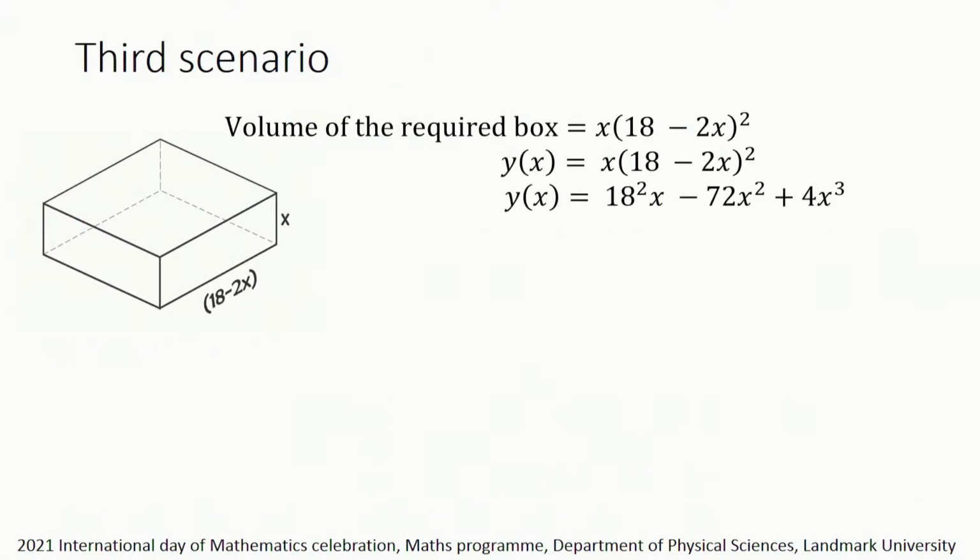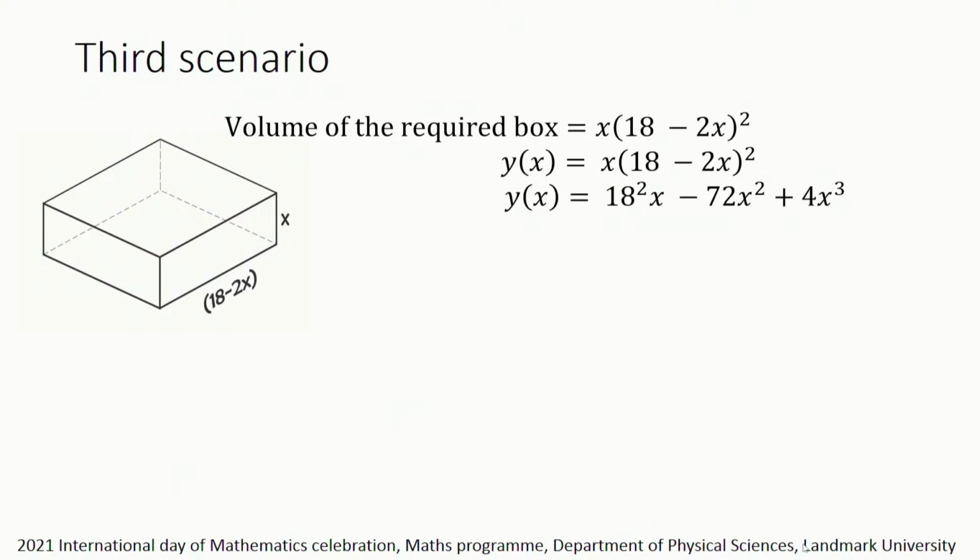I look at the third scenario. You see the same problem, the same volume, but this time I've decided to open up the brackets. We have 18 minus 2x all squared, so I open the brackets. This is what I have. I have this simple equation. It's a polynomial of degree 3.